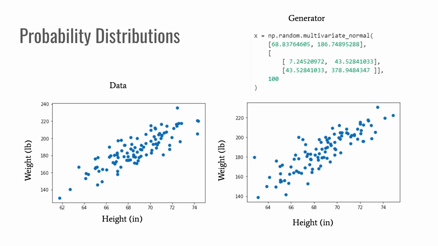Okay, so other things that are going on in generative modeling. This is another attempt to provide some intuition as to what's going on here. So on the left here, I have some data, and it's people, and it's their weight and their height in pounds and inches.